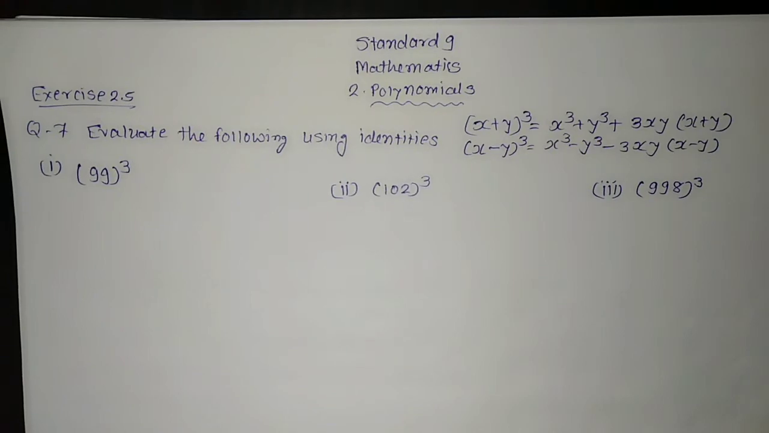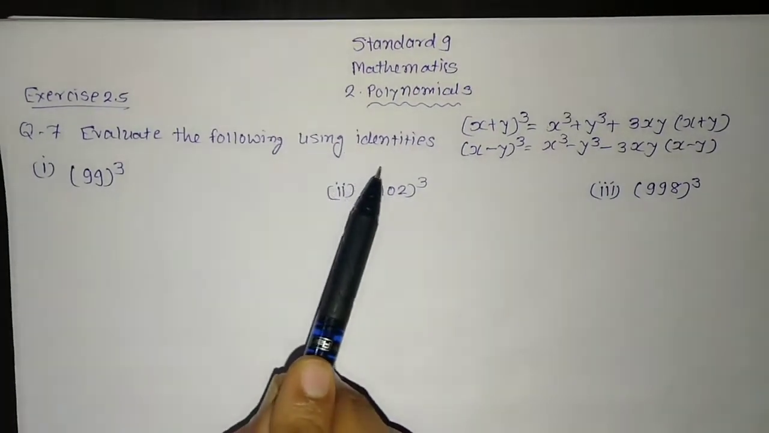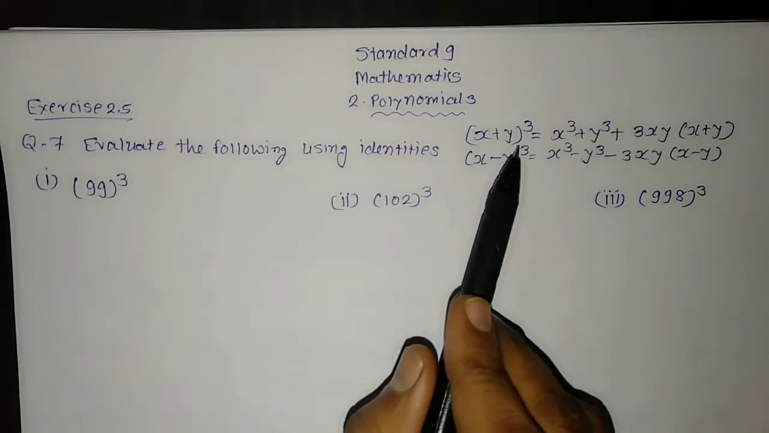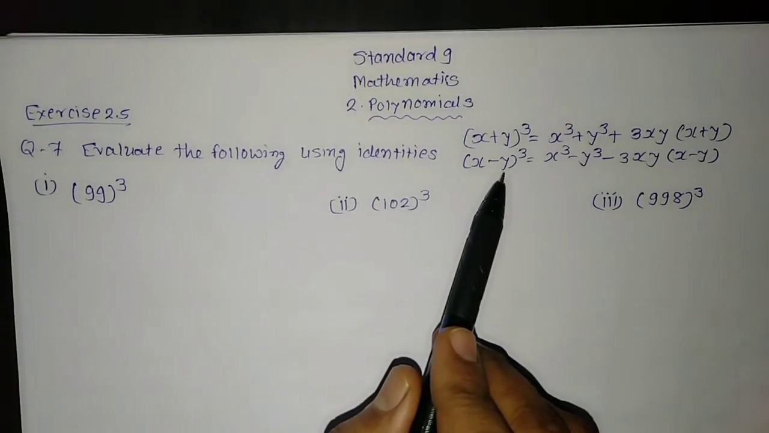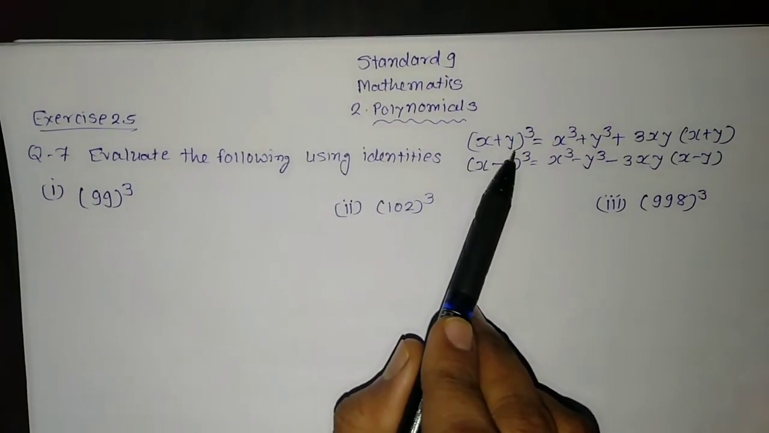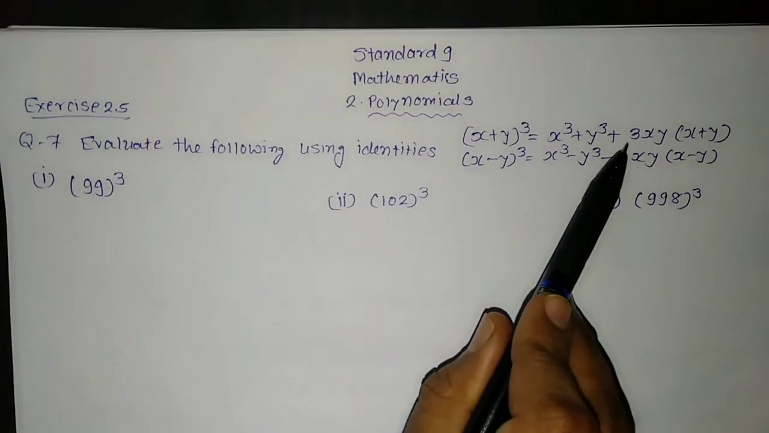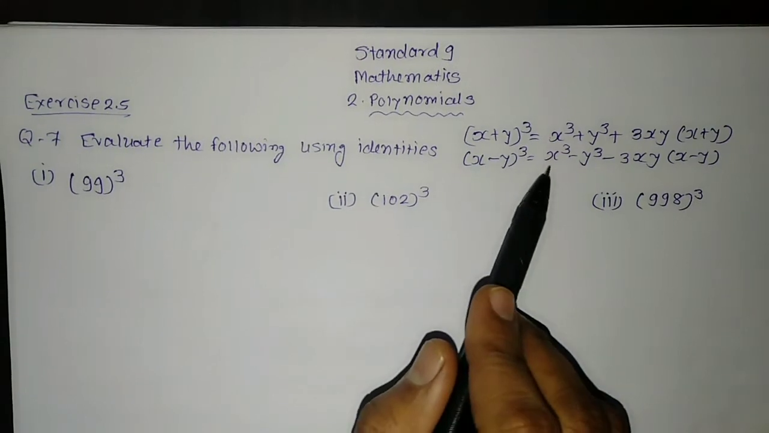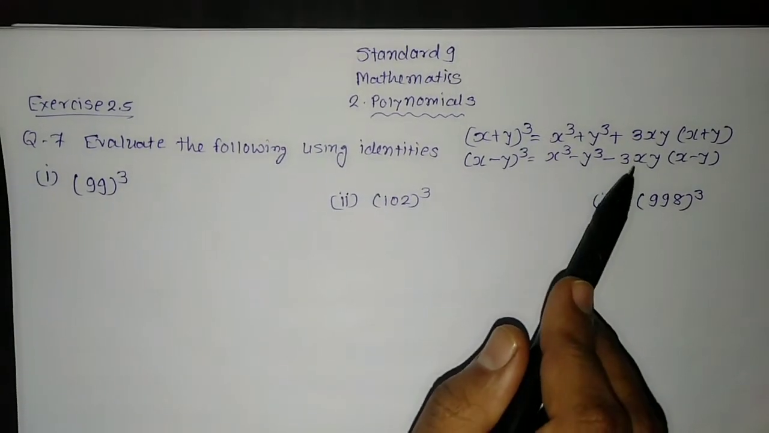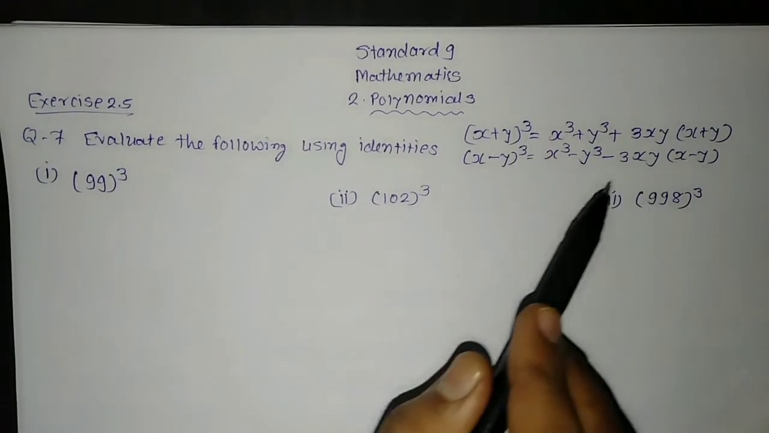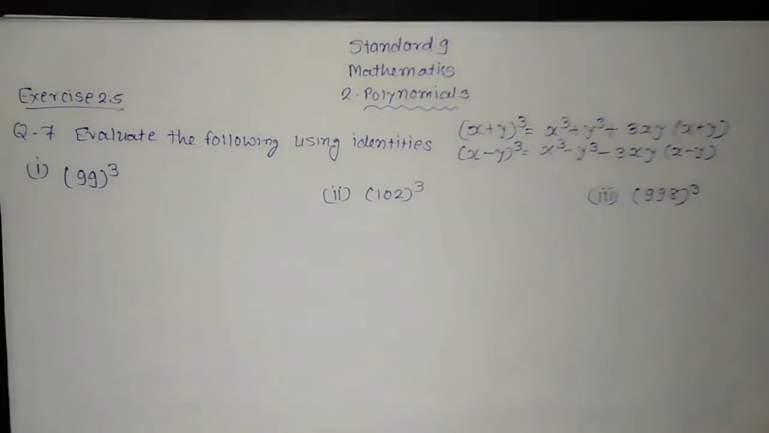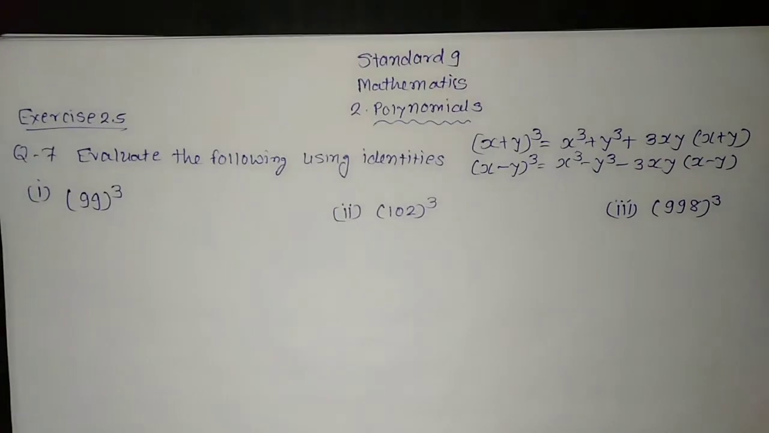Question 7, evaluate the following using identities. Which identities do we want to use? That is (x plus y) whole cube and (x minus y) whole cube. We know the formula. (x plus y) whole cube is equal to x cube plus y cube plus 3 into x into y into bracket x plus y. (x minus y) whole cube is equal to x cube minus y cube minus 3 into x into y into bracket x minus y. So whatever is given, we need to convert into the similar formula.